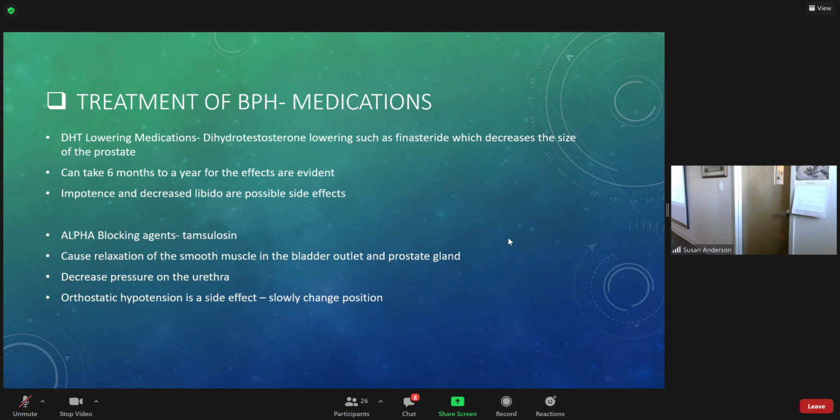What else would we tell them that would help with the blood pressure dropping like that? Get up slowly, and then what about drinking? More fluids or less fluids? More fluids, right? Everybody with me? This is what we're going to pick. This is real life, what we're going to do for these people.